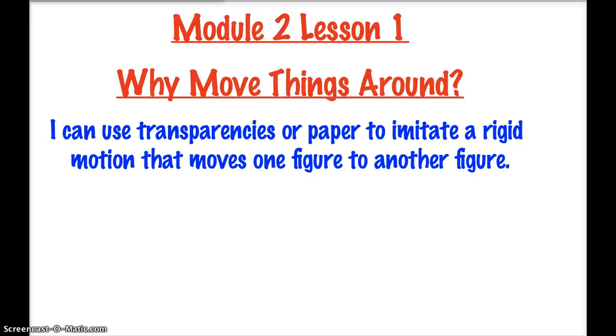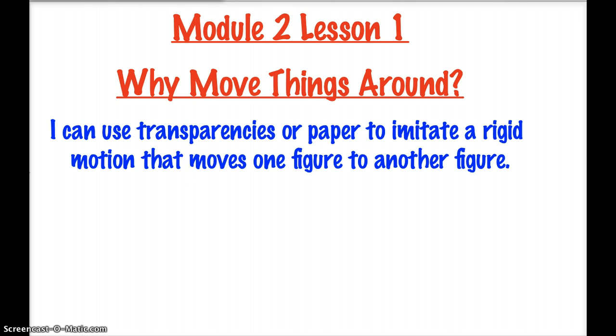Okay, we are starting Module 2, and we're looking at Lesson 1 today, and it's entitled, Why Move Things Around? What we're really going to be focusing on today, looking at your I can statements, it says, I can use transparencies, which if you don't know what that is, that's just a see-through piece of paper, basically, or paper, to imitate a rigid motion that moves one figure to another.